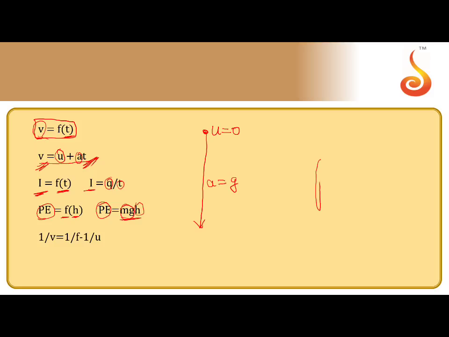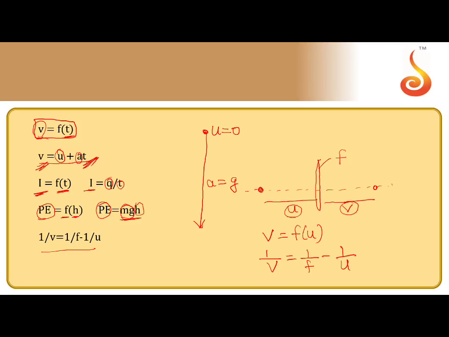Suppose you have this lens or a mirror, and you keep an object somewhere here at a distance of u meters. The image is formed somewhere here at a distance of v meters. For this lens, the focal length remains a constant. Then the image distance changes with the object distance. So I can write image distance v is a function of object distance u, according to this equation: 1 by v is equal to 1 by f minus 1 by u.